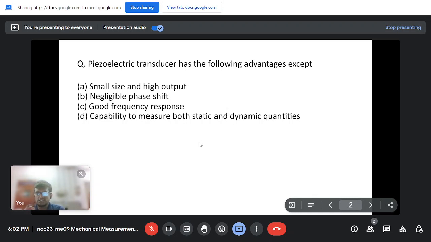A. Small size and high output. B. Negligible phase shift. C. Good frequency response. D. Capability to measure both static and dynamic quantities. I'll repeat, the options are A, small size and high output; B, negligible phase shift; C, good frequency response; D, capability to measure both static and dynamic quantities.